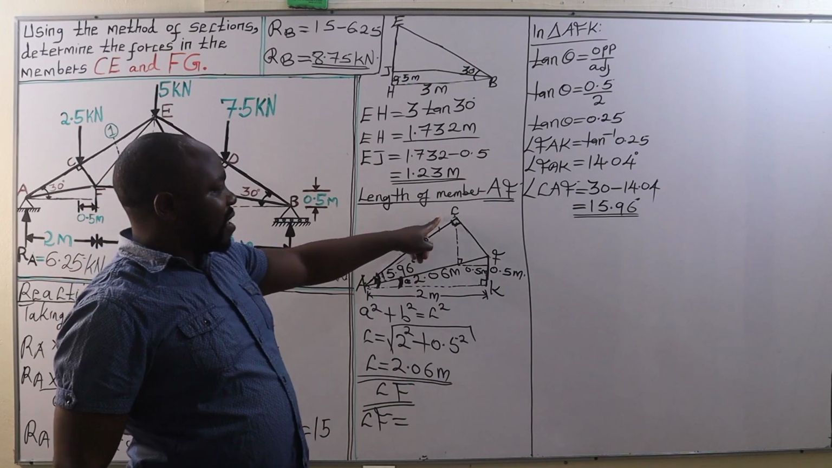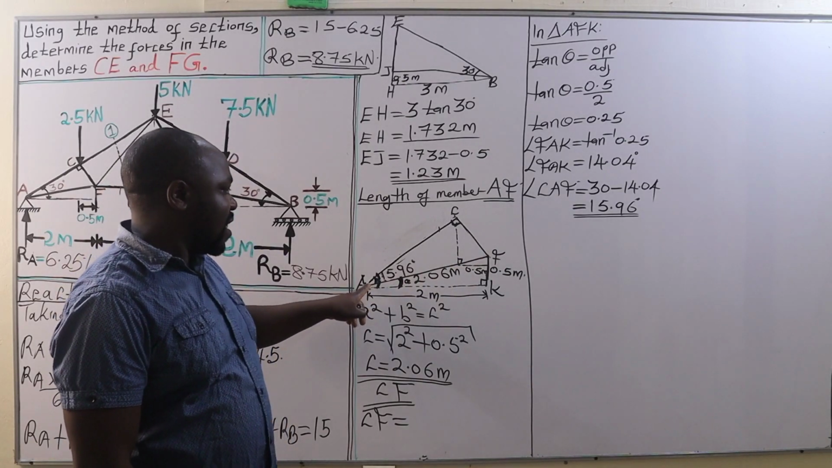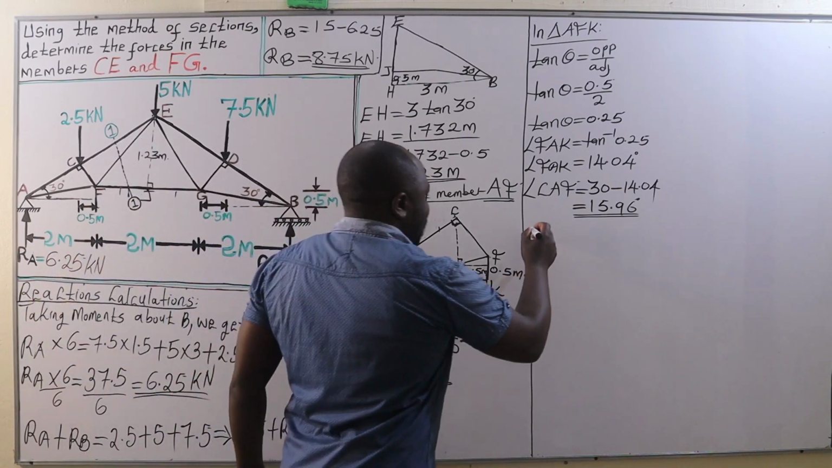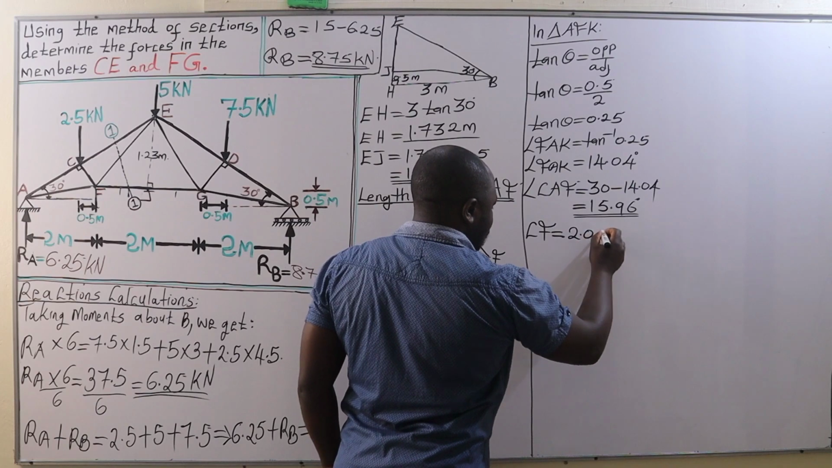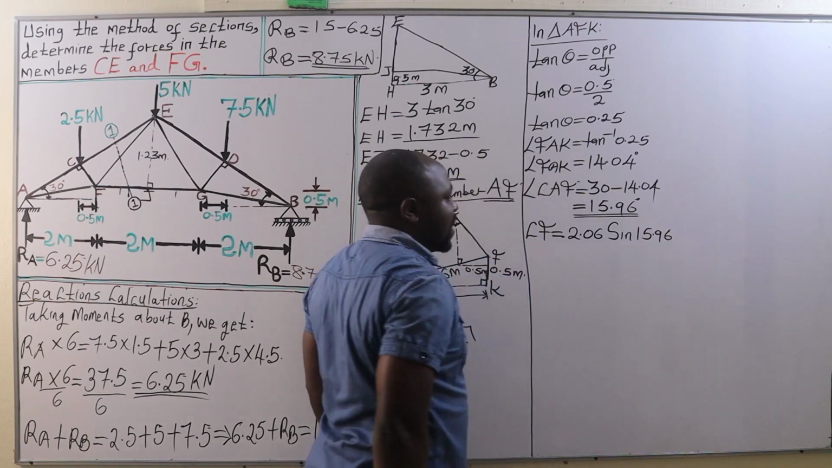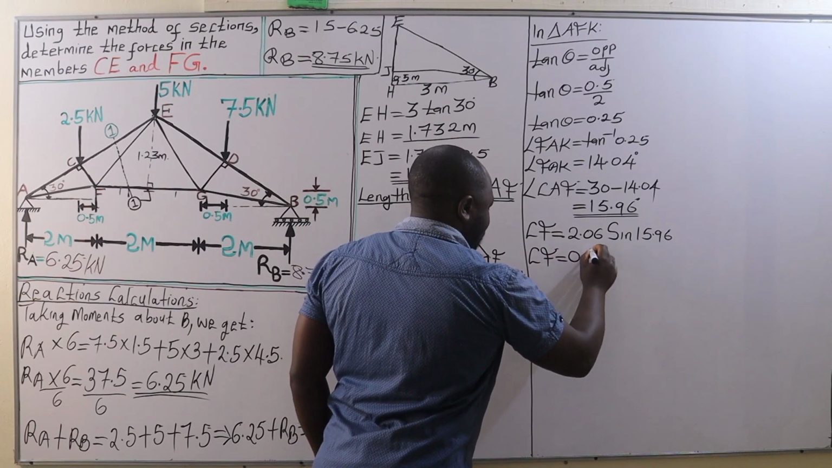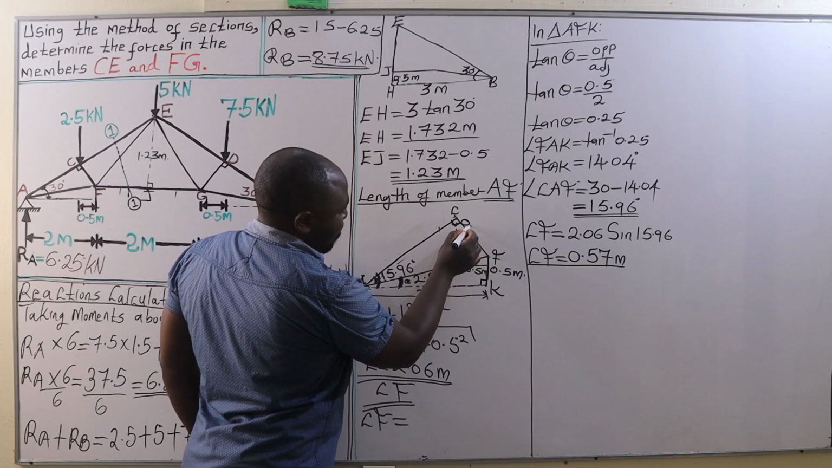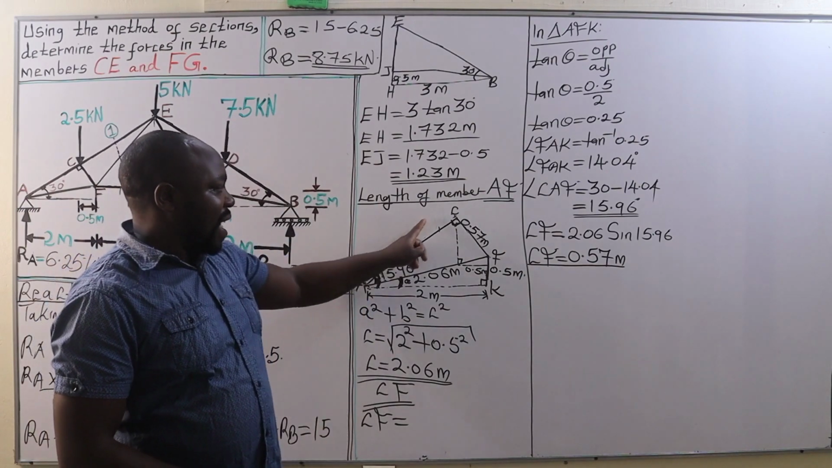Therefore, we can now easily get the length of member CF. We have said that AF is the hypotenuse of triangle CAF, and CF is the opposite, so we use sine. The length of CF will be given by the hypotenuse, 2.06, multiplied by the sine of 15.96 degrees. Therefore CF is equal to 0.57 meters. From there, we determine the length of member AC.